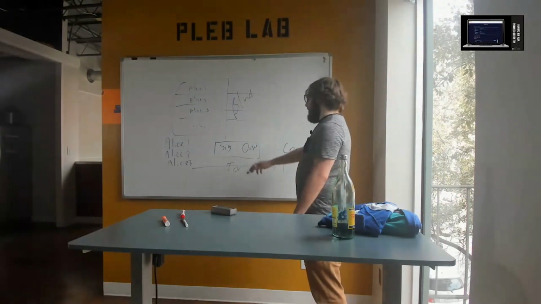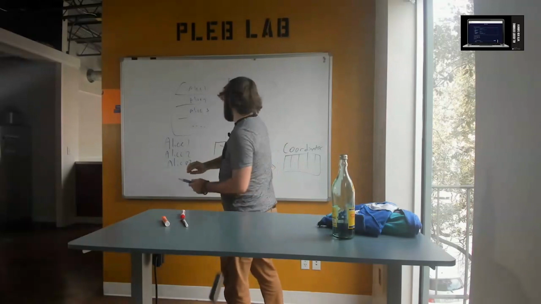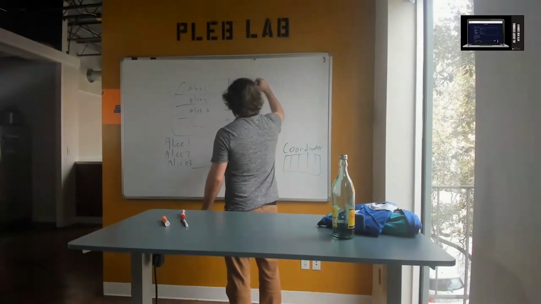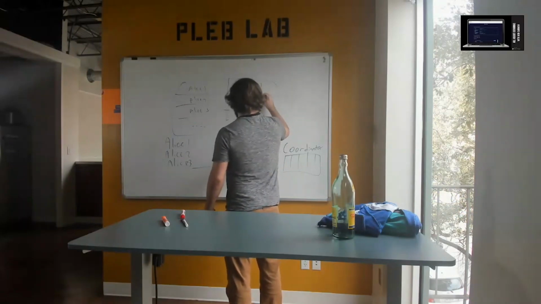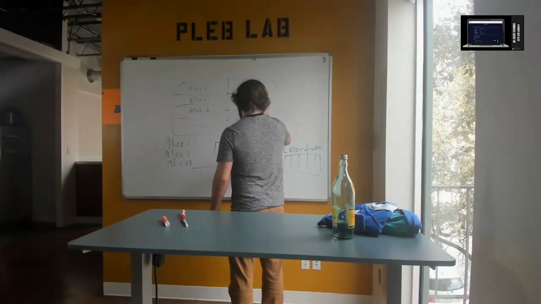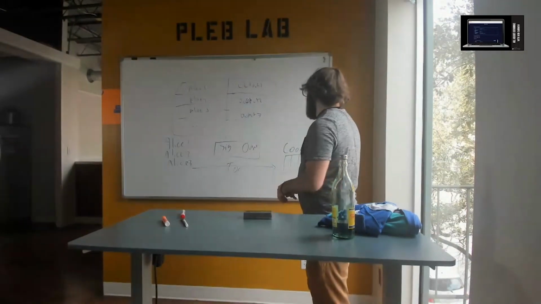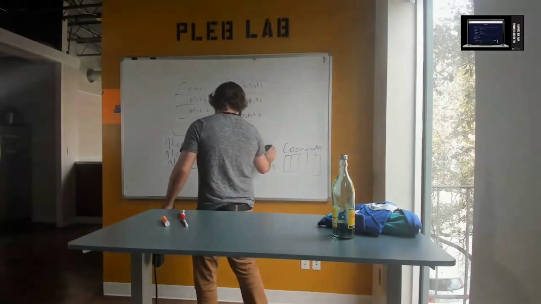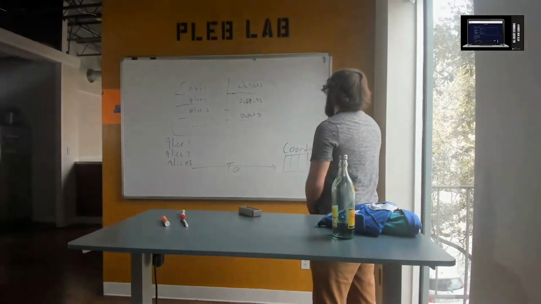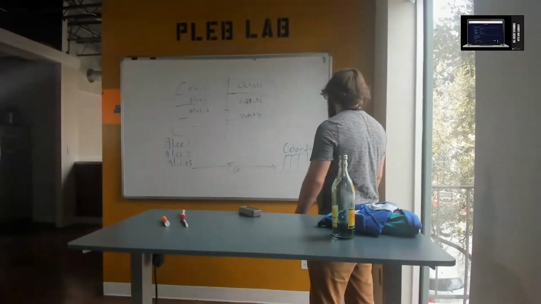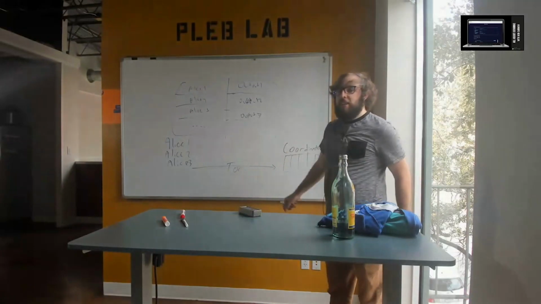So if the signature is valid, then they can add it here. Output one. Oh my God, I can't spell. So now we have all these outputs here, and that's most of the transaction. Some of these inputs and outputs, and the transaction is quote unquote constructed, but we still need to sign it. Does that make sense, everyone, how we got here?